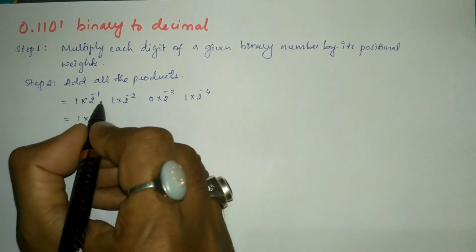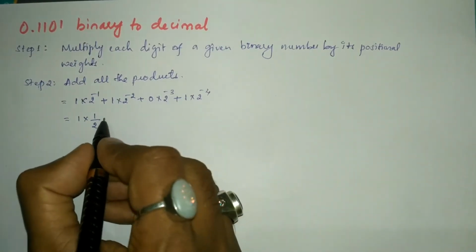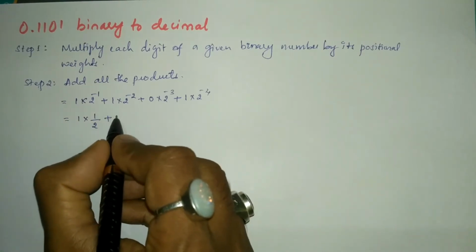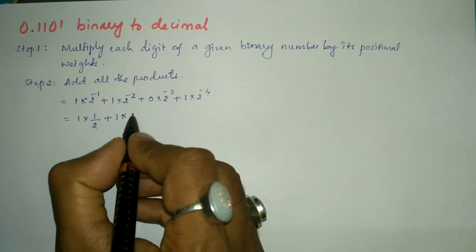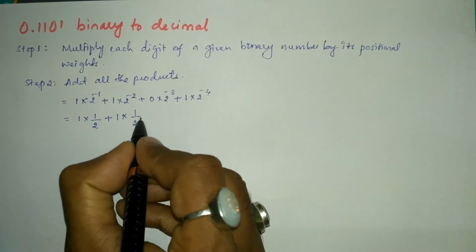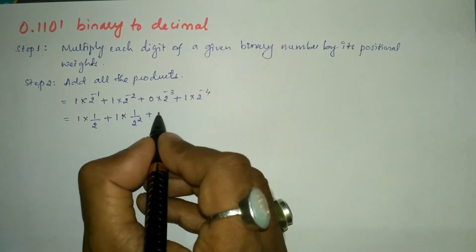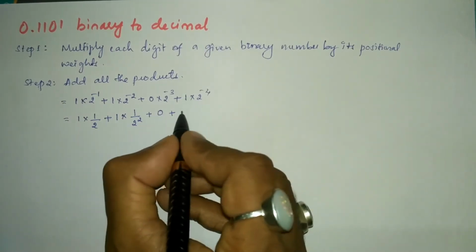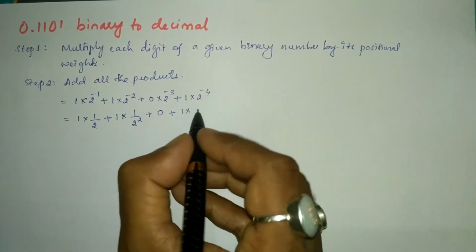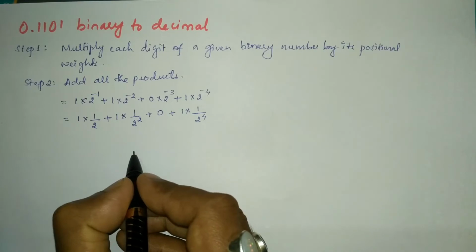So the second step says add all of these products. You can write a plus sign over here. Next I'll write plus as it is, this bit number 1 as it is. 2 to the power minus 2 can be written as 1 divided by 2 to the power plus 2. Similarly, plus 0 into anything will become 0, so directly I'll be writing 0, plus 1 into 2 to the power minus 4 can be written as 1 divided by 2 to the power plus 4.